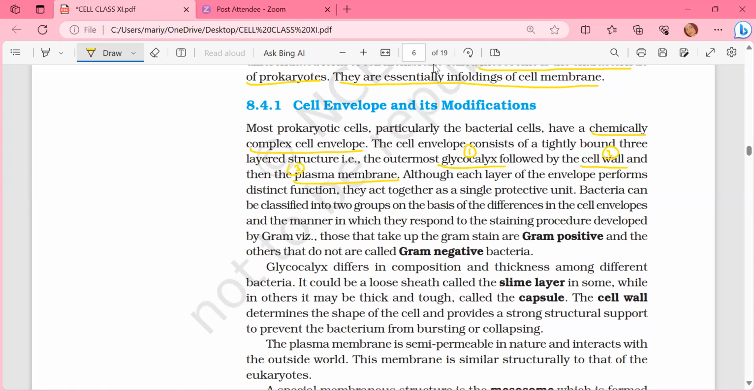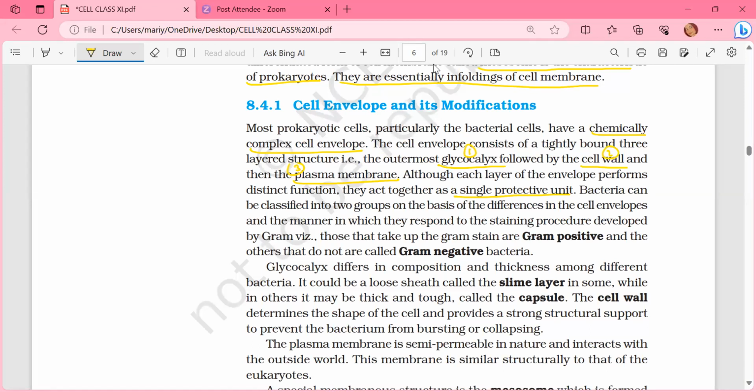Although each layer of the envelope has a distinct function, every layer present in the cell envelope has a different function to perform. But when they are all together, what is their function? They act as a single protective unit. Now, bacteria can be classified into two groups on the basis of the differences in the cell envelope and how they respond to a stain.